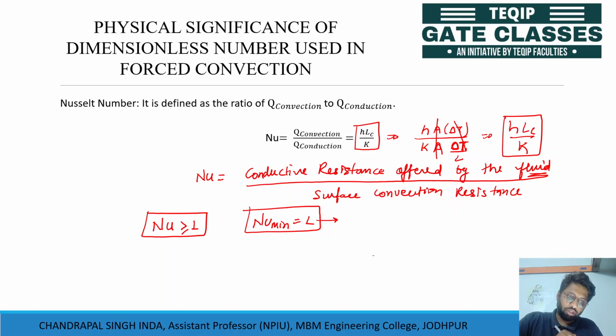Now for the how, as we have seen in the Reynolds number section, that length is varying, meaning the characteristic length for external forced convection is varying from the leading edge to the trailing edge. So here also we will follow the same criteria, and for internal forced convection the characteristic length will be equal to the diameter of the pipe.